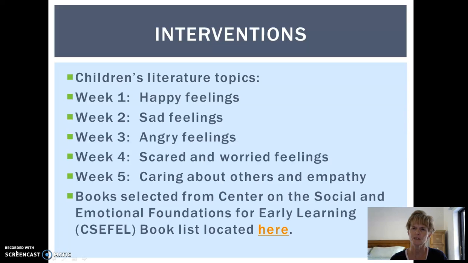Children's literature topics that will be utilized during the first 5 weeks will be week 1, happy feelings; week 2, sad feelings; week 3, angry feelings; week 4, scared and worried feelings; week 5, caring about others and empathy. The books that will be selected for these different feelings will come from a book list that was generated by the Center on the Social and Emotional Foundations for Early Learning.